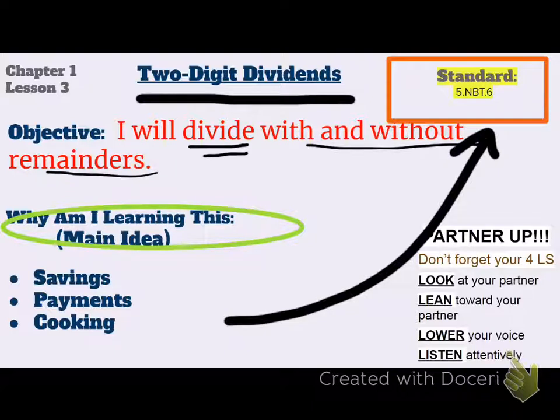Also payments. If you're paying off a vehicle, a car, or if you're buying a large item, a television, and you make payments every month, you've got to figure out how much you need to pay in each of those months. Also cooking. If you're dividing things into equal groups when you're cooking, the lesson today will help you a lot when you're putting things into equal groups.